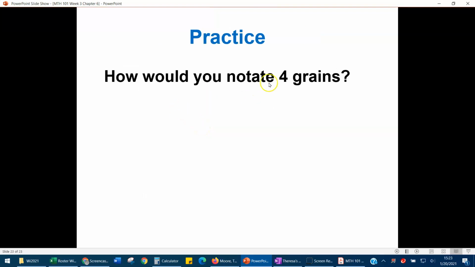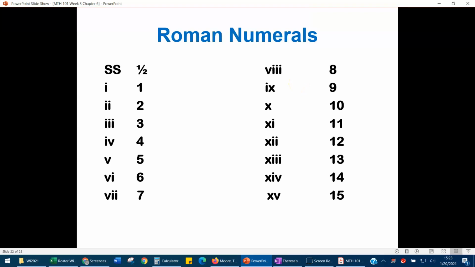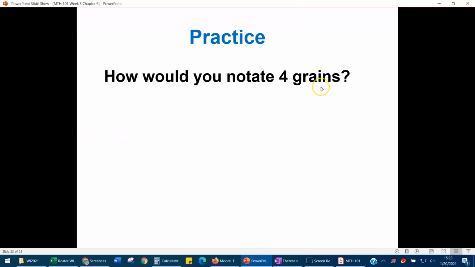So how would you notate 4 grains? Well, we know the Roman numeral 4 is IV. The abbreviation for grain is GR. And remember, when you're using Roman numbers, the abbreviation comes before the number. So it would be GRIV, or in English, we would just say 4 grains.